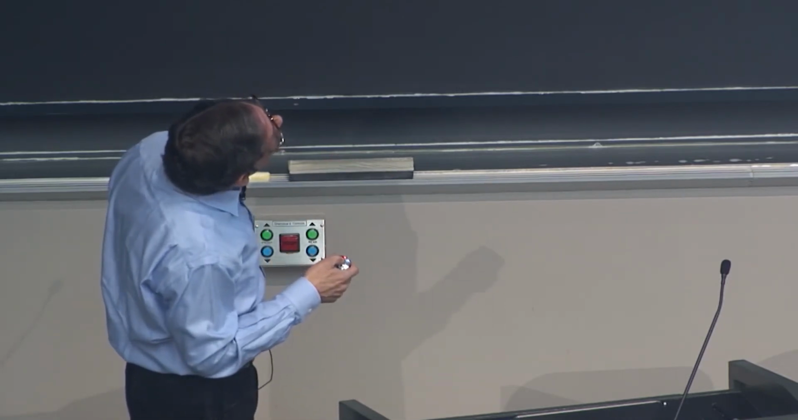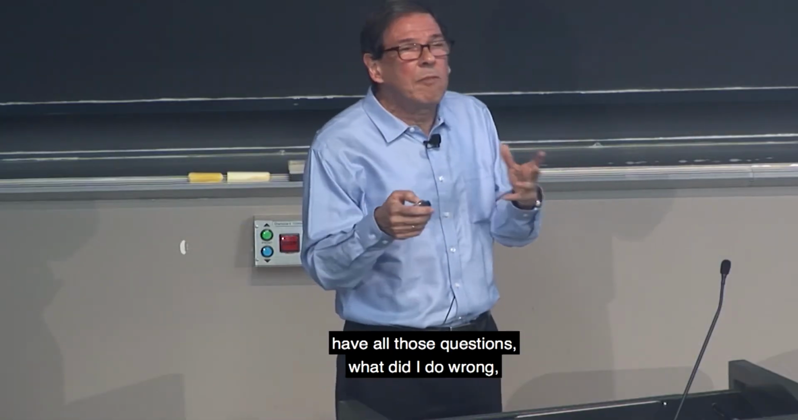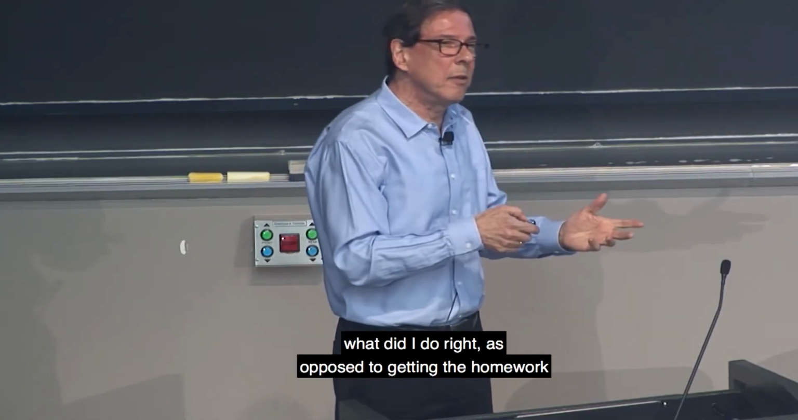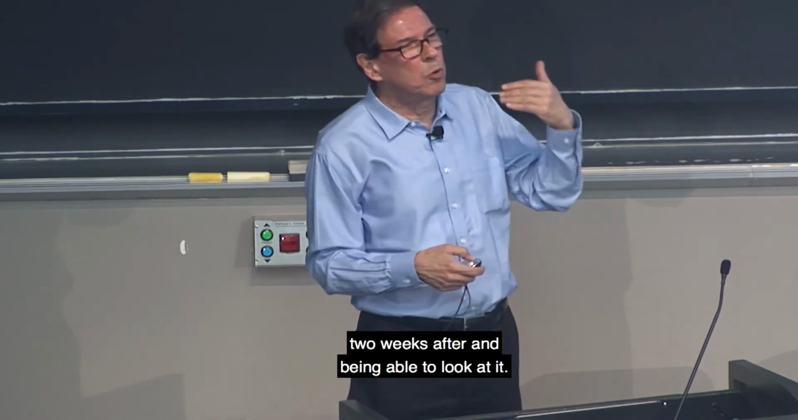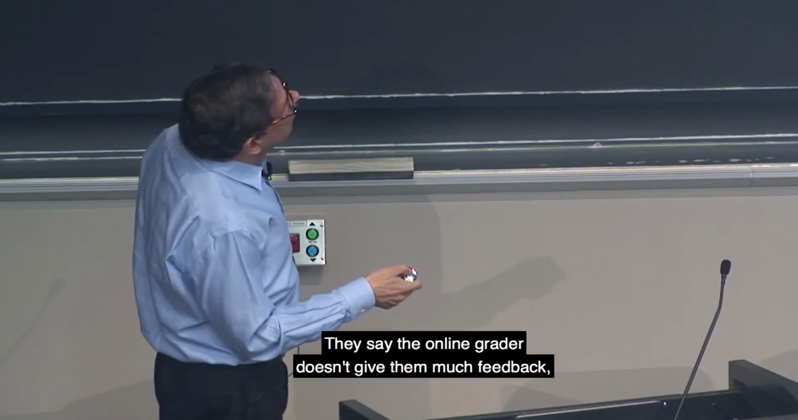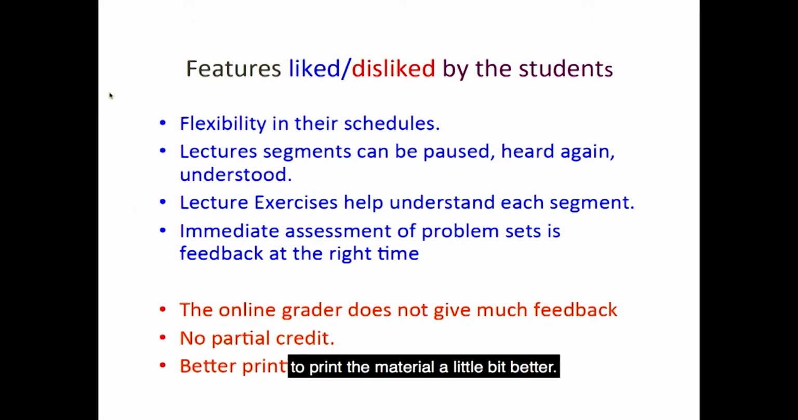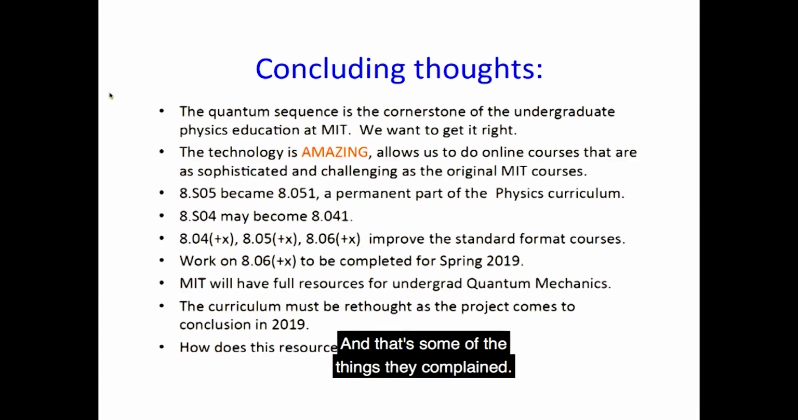Another thing that is useful is that the problem sets get feedback at the right time. Being online, the homework gives them feedback immediately after they solve the problem, and at that time they have all those questions: what did I do wrong, what did I do right, as opposed to getting the homework 2 weeks after and then looking at it. They say the online grader doesn't give them much feedback, no good partial credit, and they would like to be able to print the material a little bit better. Those are some of the things they complain about.